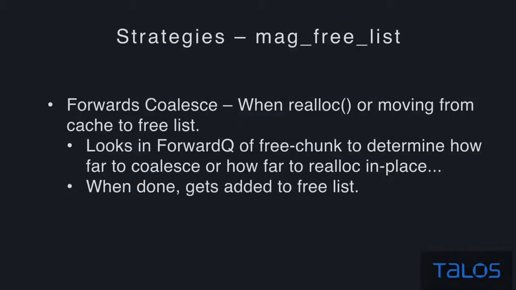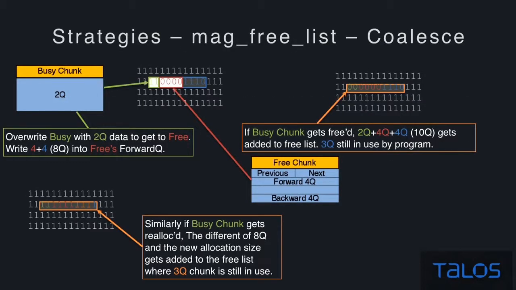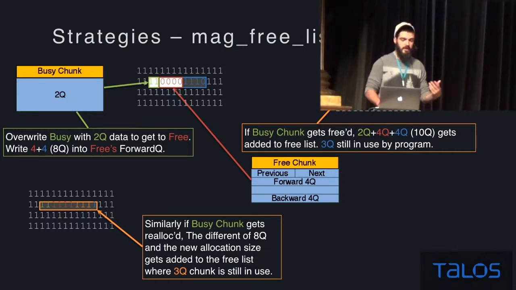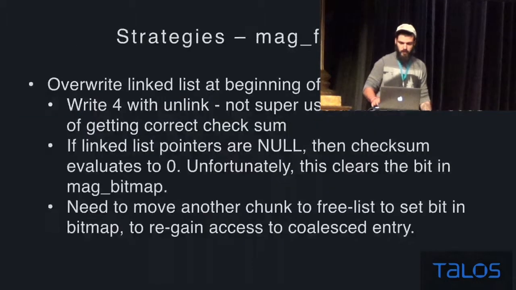Okay. So the same idea is possible with forward coalesce. Imagine you control that green block. You overwrite into the red block. You overwrite its forward size to point forward, and that's going to coalesce all those blocks together. And now you have, again, multiple free blocks that you can allocate from that you shouldn't be able to allocate from.